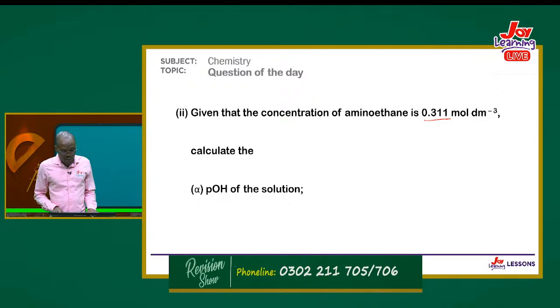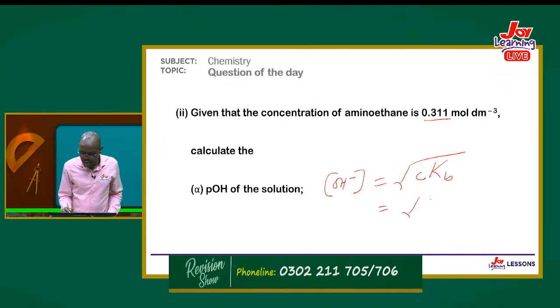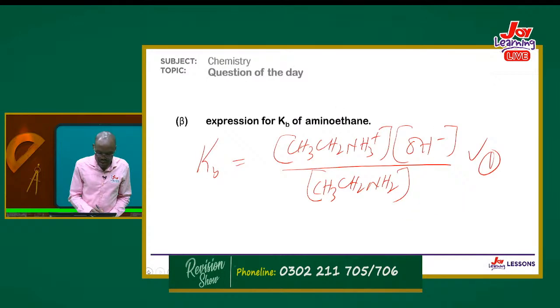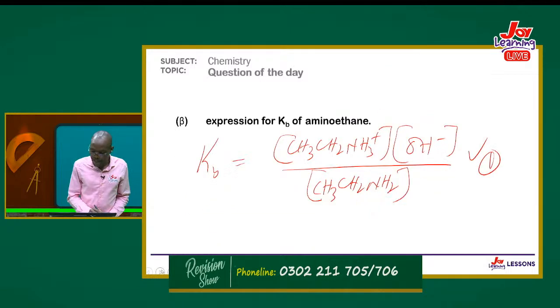So you can also call through and let's get interactive. Given that the concentration of aminoethane is 0.311 mol per dm cubed, calculate the pOH of the solution. So from what we have done, I can find the concentration of OH- to be the root of C times Kb. So root of C, which is 0.311, times Kb. The Kb is given in the question to be 4.5 times 10 power negative 4.